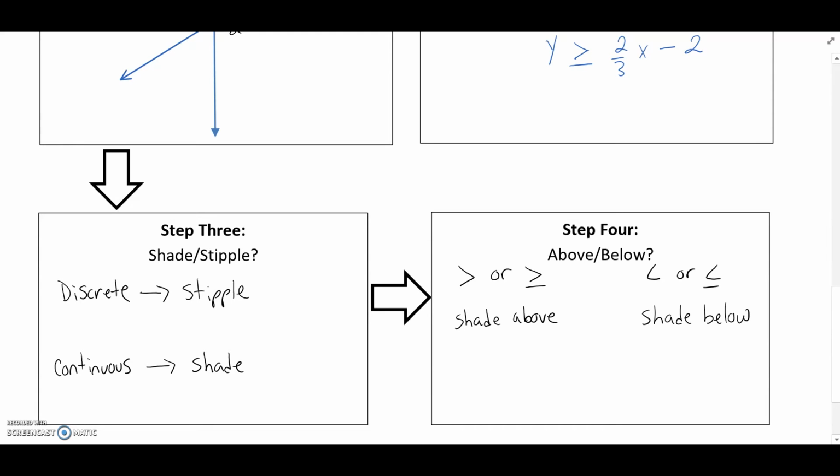And that always works for lines except for a vertical line. So you can see if we had a graph here, and then we had a vertical line sitting here, for example, well, I can't shade above or below that line. So if it was greater than or equal to, I would shade to the right. If it was less than or equal to, I would shade or stipple to the left.